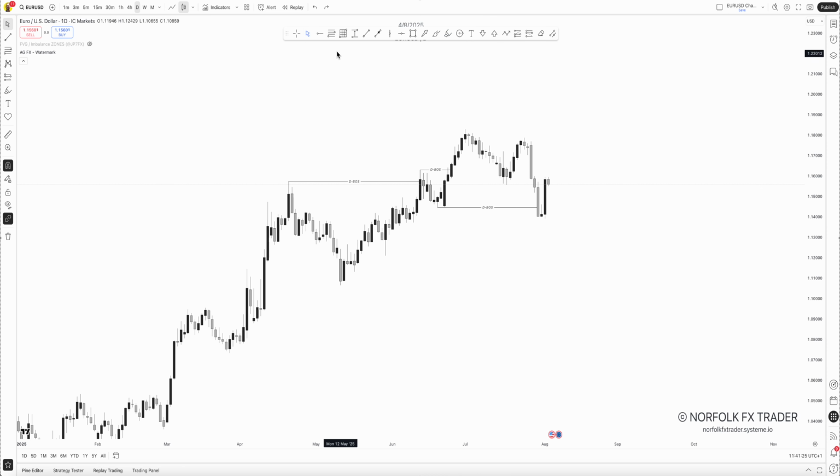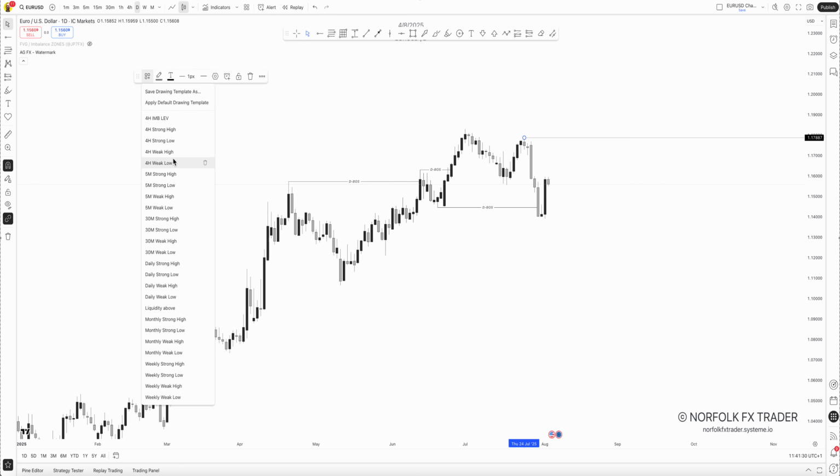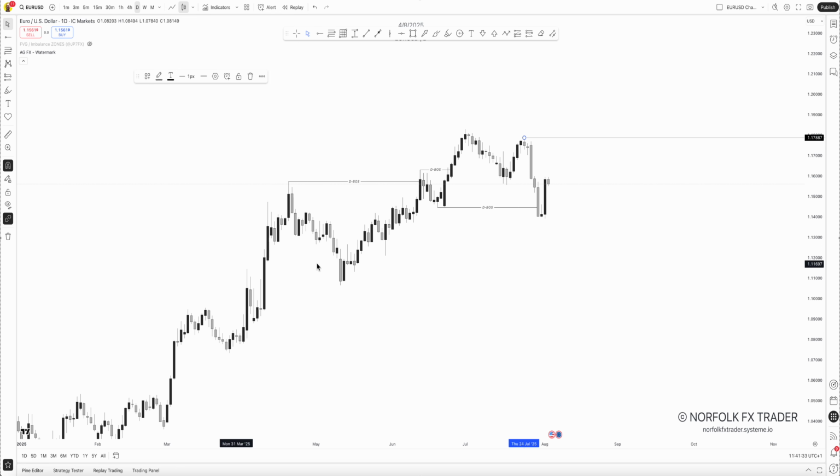Now we know that we're bearish here, we can mark off our current high and just mark this off as our current daily strong high.